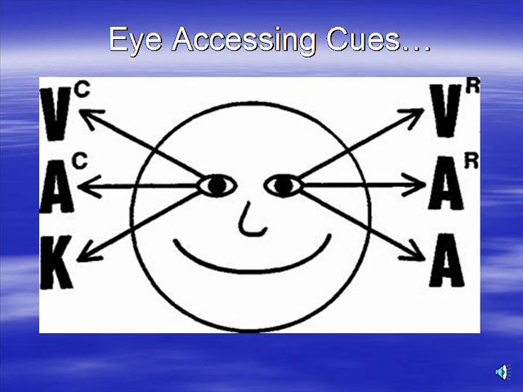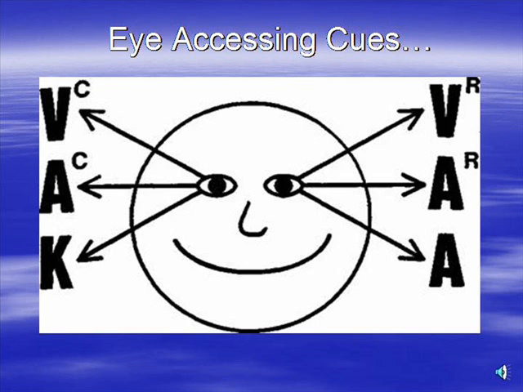Now, if we were to ask him to remember his favourite song, obviously he's remembered this, he's heard this song before, so he would have to remember this song inside his mind. So his eyes would go straight across to the right into what we call auditory remembered. So that's A with R for auditory remembered.